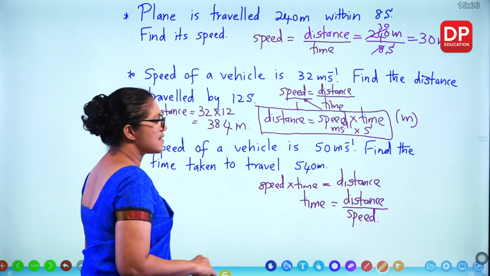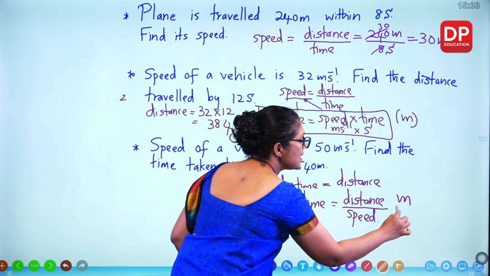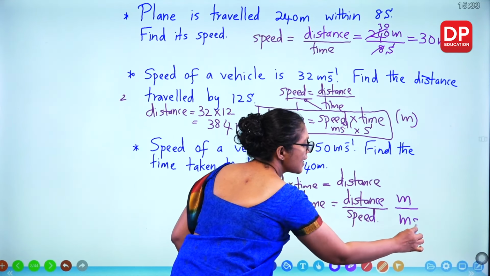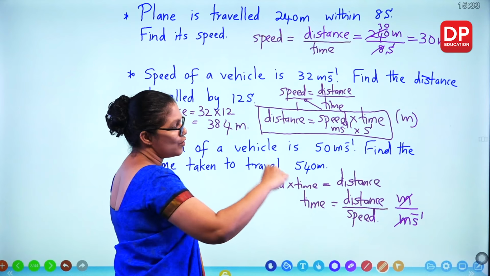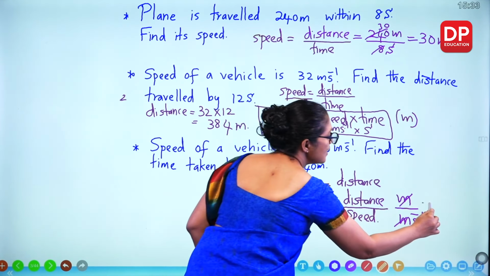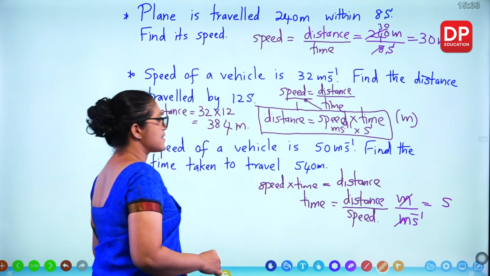So what's the unit? Distance in meters. This is meters per second. Can you see? Meters get cancelled out. Then when you take s to the numerator, this is in seconds.